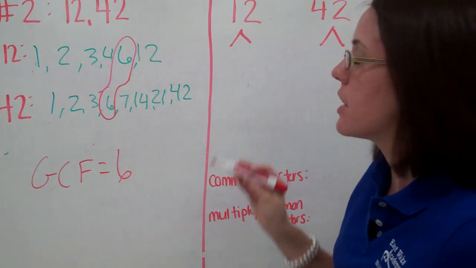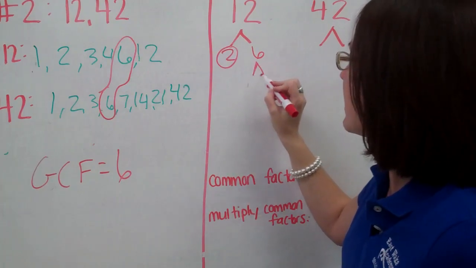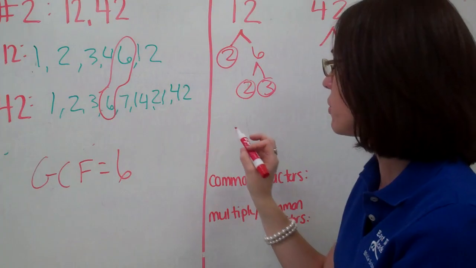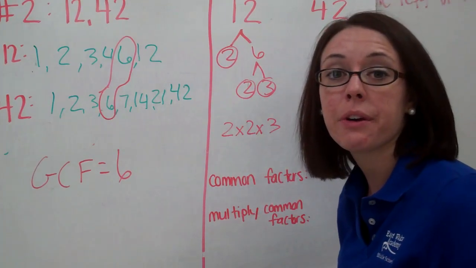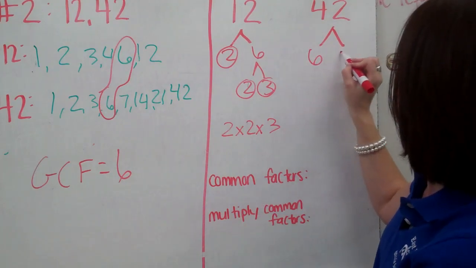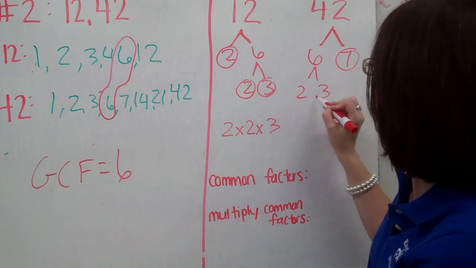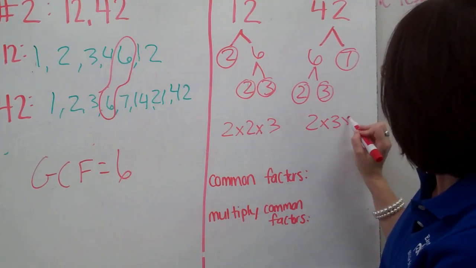What's the prime factorization of 12? Well, 2 times 6, 2 is prime. Factors of 6, 2 times 3. So the prime factorization for 12 is 2 times 2 times 3. Let's do it for 42. We could do 6 times 7. 7 is prime. And 2 times 3. Let's list out those factors. 2 times 3 times 7.